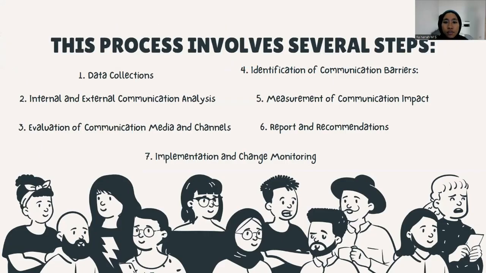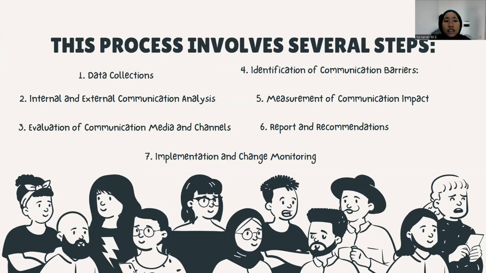And the process involves several steps. There are 7 points. The first one is data collection. Data collection is the stage of gathering information about existing communication procedures, including policies, procedures, practices, and the data collection methods may include surveys, interviews, focus groups, document analysis, and observations.